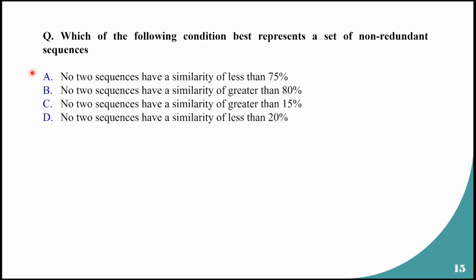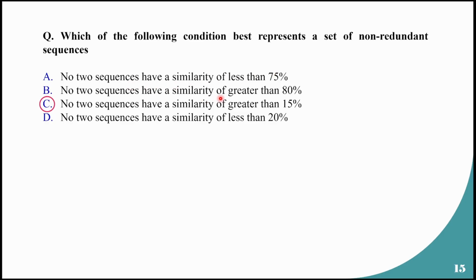So anybody can try. Which one of the following can represent a non-redundant set of sequences? So I see C answer here. Yeah, so no two sequences should have a similarity of greater than 15%. Of course, if you go through the other options, the first one is saying that no two sequences have a similarity of less than 75%. That's not the case, right?